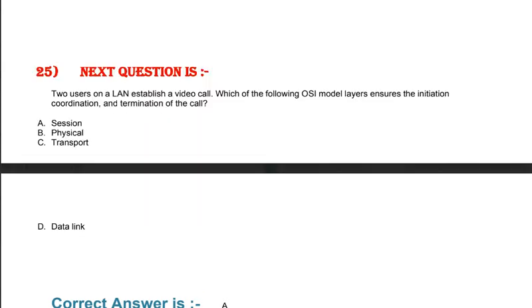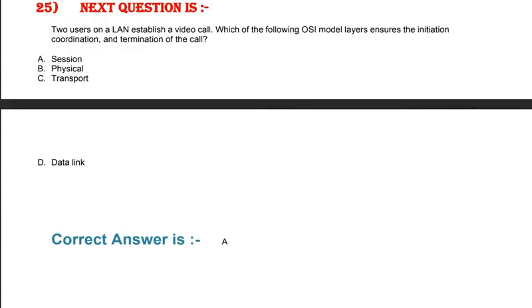Question is, two users on a LAN establish a video call. Which of the following OSI model layers ensures the initiation, coordination, and termination of the call? Option A, session. Option B, physical. Option C, transport. Option D, data link. Correct answer is option A.